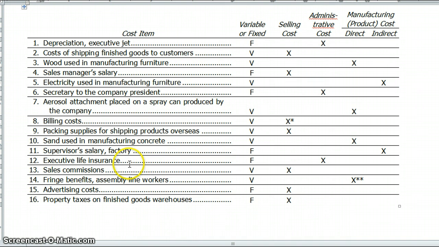Number 10, sand used in manufacturing concrete. This is a direct material. Direct manufacturing cost would be variable. The more concrete you're going to manufacture, the higher the total sand cost.